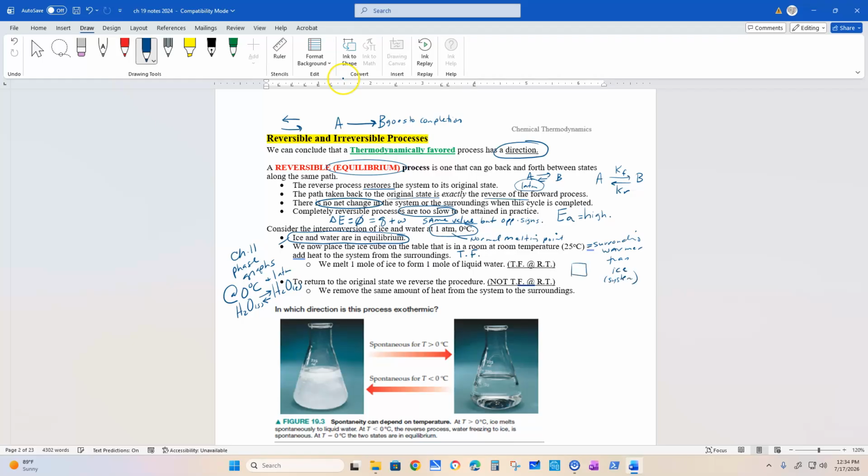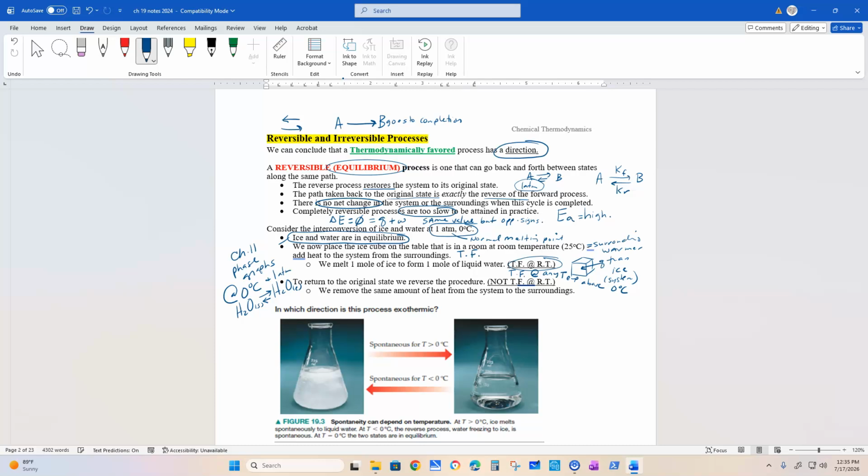Okay, so with our piece of ice, we already know that the heat came into the system. So we can melt a mole of ice to form a mole of water. It's thermodynamically favored at room temperature. And actually, it's thermodynamically favored at any temperature, but it has to be above 0 degrees Celsius. Notice I didn't say at 0 degrees Celsius. It has to just be any number above 0.